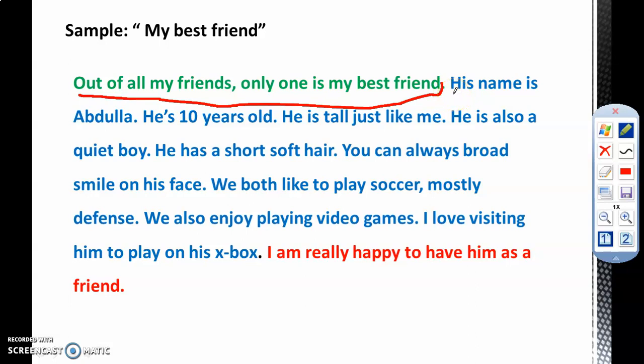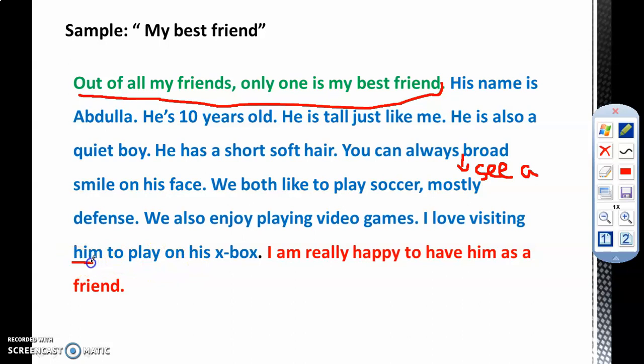His name is Abdullah. He's 10 years old. He's tall just like me. He's also a quiet boy. He has a short, soft hair. Okay, you can always see a broad smile on his face. We both like to play soccer, mostly defense. We also enjoy playing video games. I love visiting him to play on his Xbox.